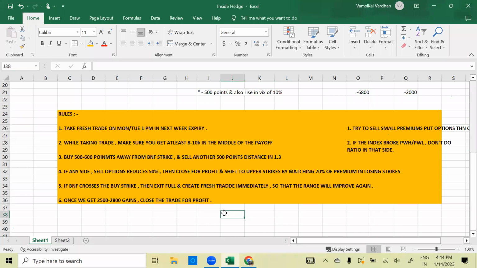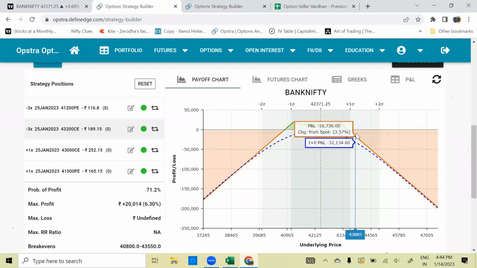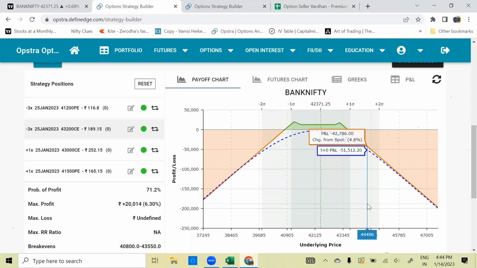So whenever any side has decayed by 50%, just roll to the upside. Whenever you are rolling upside, this PNL graph will keep on changing. It will get a little damage. A little damage means the range will come down, as it will be for any method. So what I'm trying to say is, whenever it is coming near our buy strike, it will still give us a chance to exit. So we will exit and we will create a fresh trade.